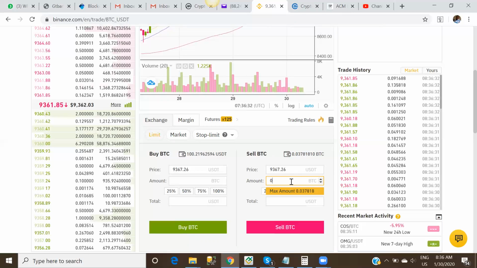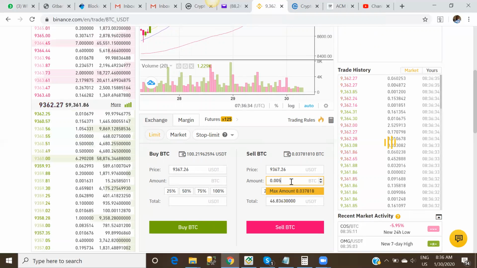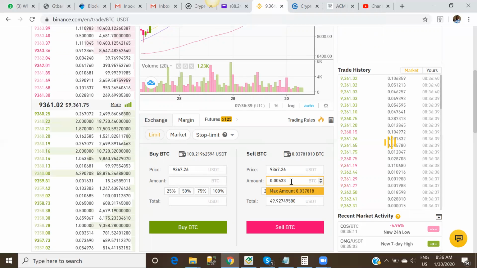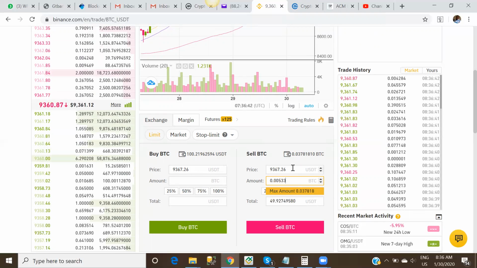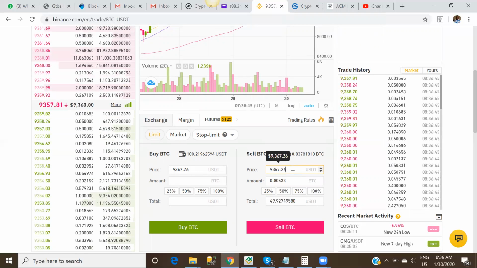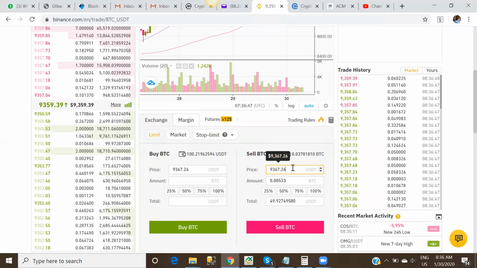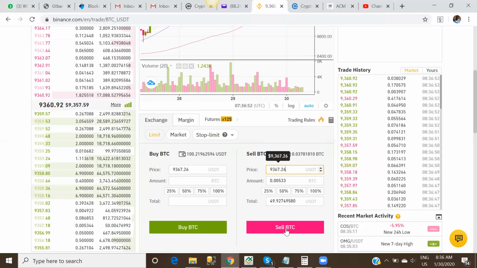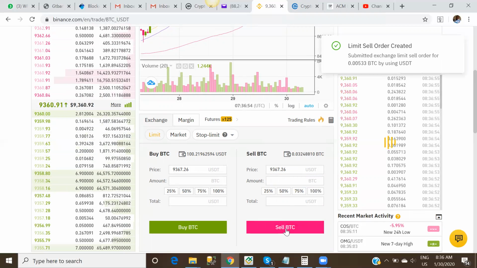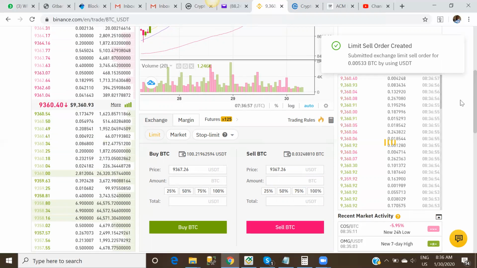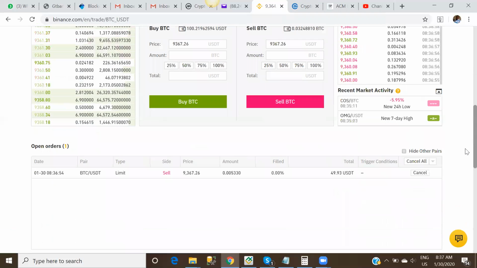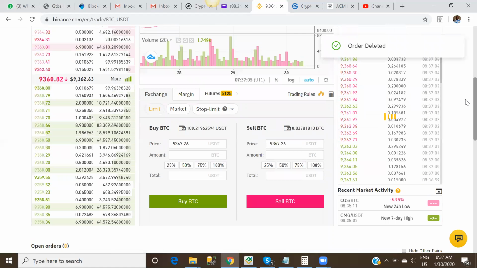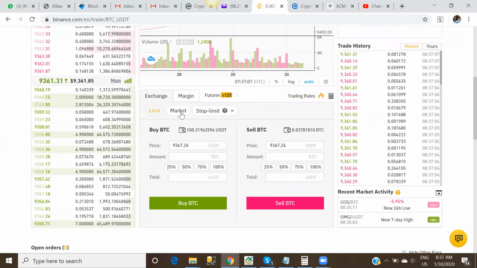Don't forget, 0.00533, $50. The market price, $9,367. So I'm selling BTC to buy Bitcoin. I'll click on it. I want it to give me a market order, but it keeps giving me a limit order. I want a market order right off. Okay, let me pick market order.